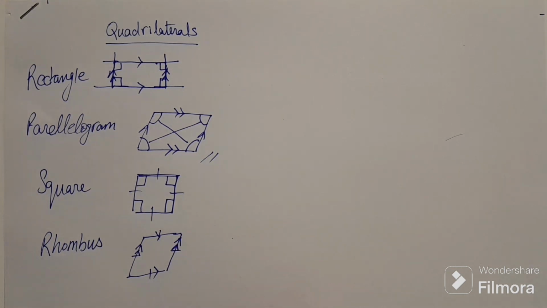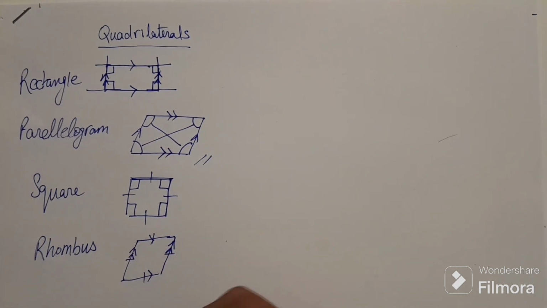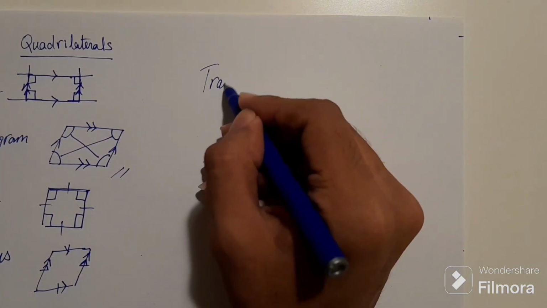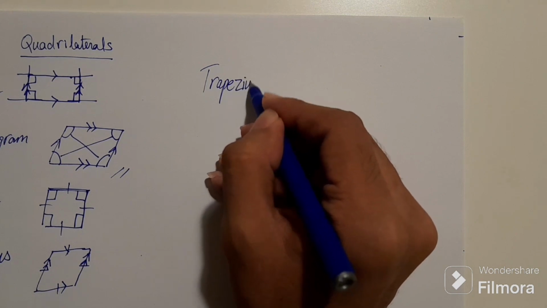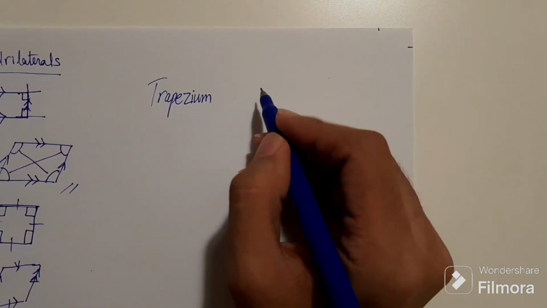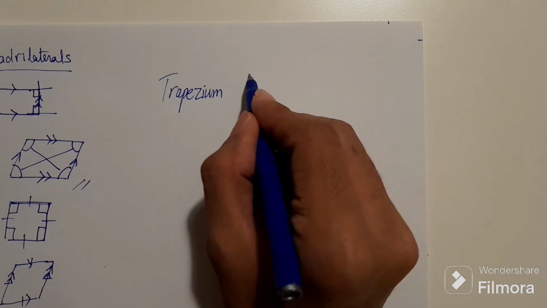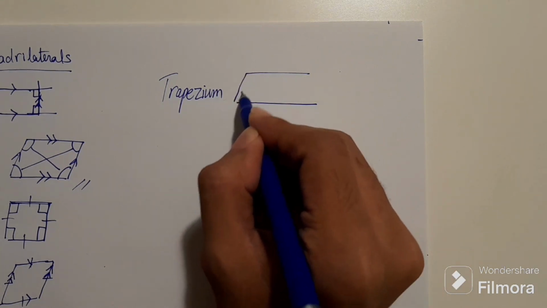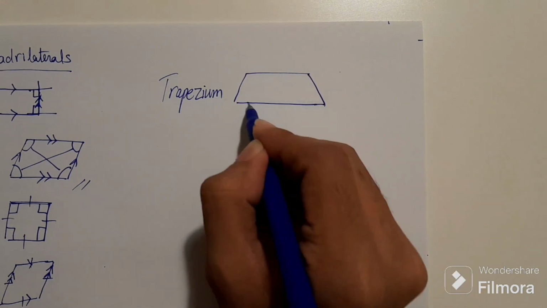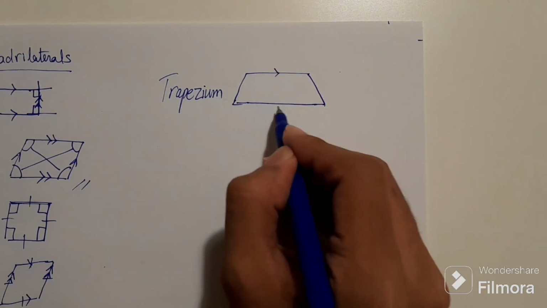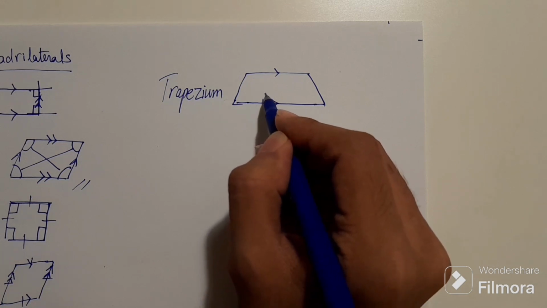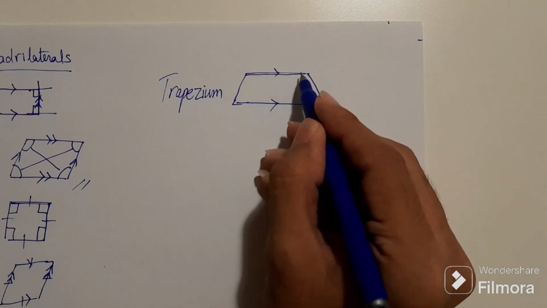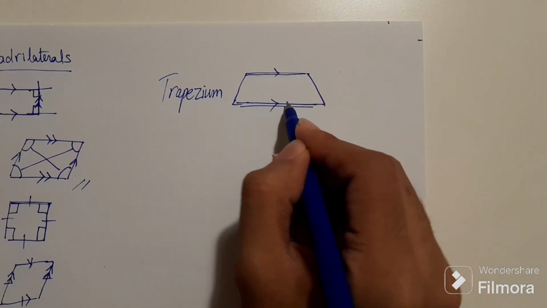Then another type of quadrilateral is the trapezium. What trapezium means is that only one pair of lines is parallel to each other, and it will be like this. These lines are parallel. That's the only thing about a trapezium. So only this line pair is parallel.